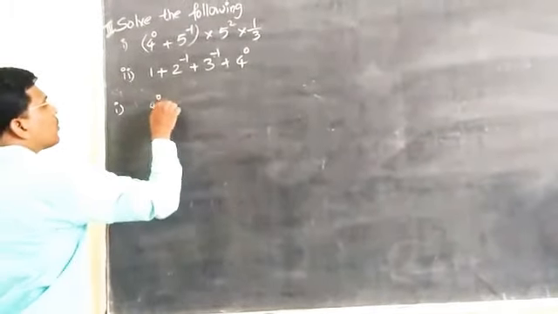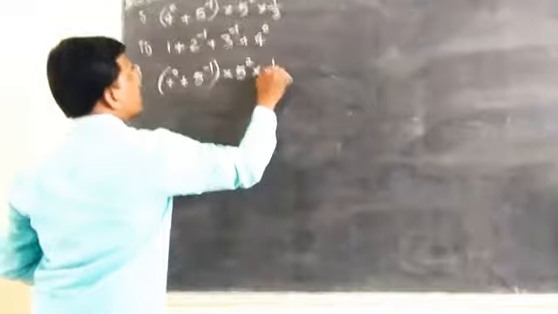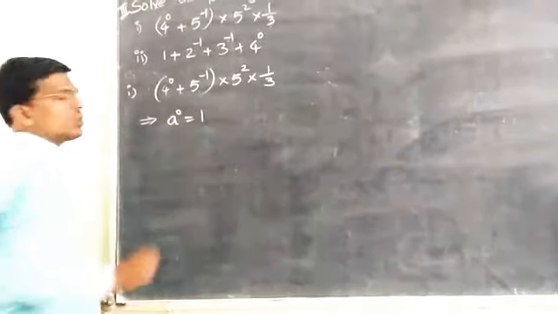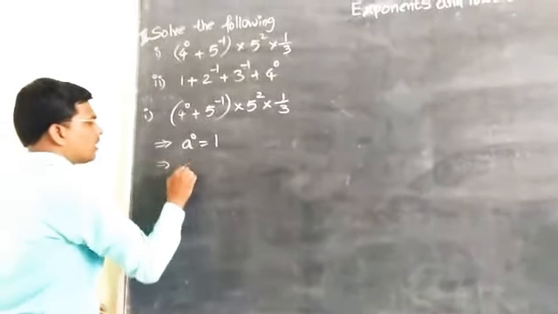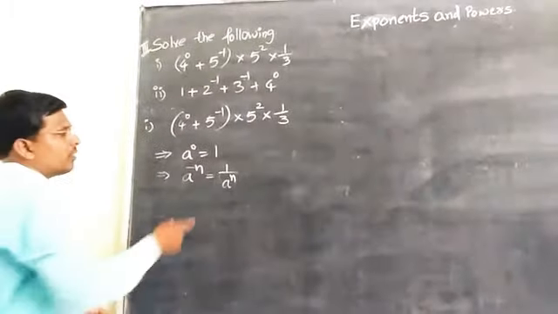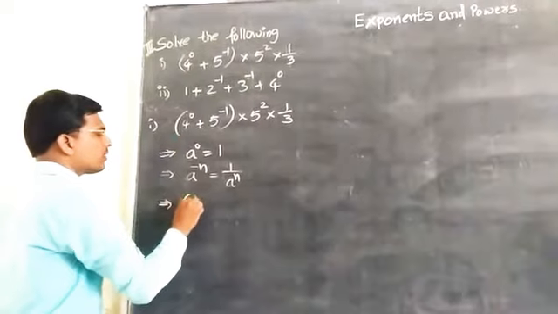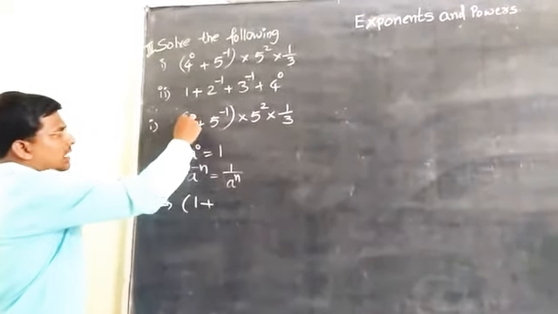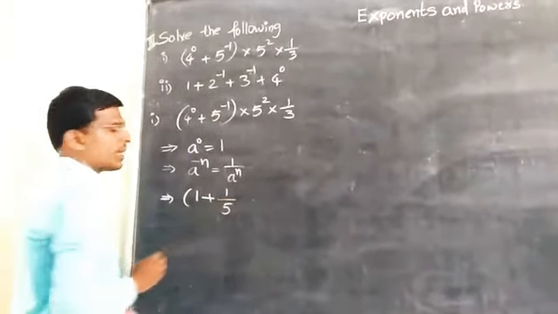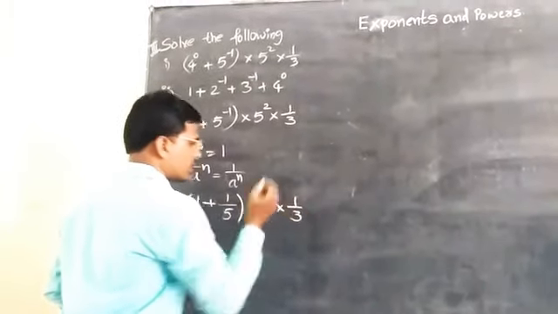write the given question, 4 to the power of 0 plus 5 to the power of minus 1 into 5 square into 1 by 3. See, already we know anything to the power of 0 is equal to 1. And also one more formula, a to the power of minus n is equal to 1 by a to the power of n. By using these two formulas, we have to simplify these terms. So 4 to the power of 0 is how much? 1. Because anything to the power of 0 value is 1. 5 to the power of minus 1 value is what? 1 by 5. Okay. Into 5 square into 1 by 3.